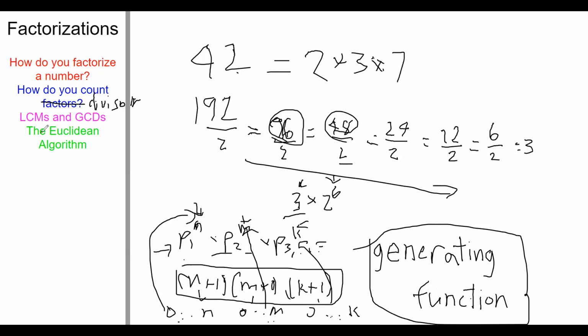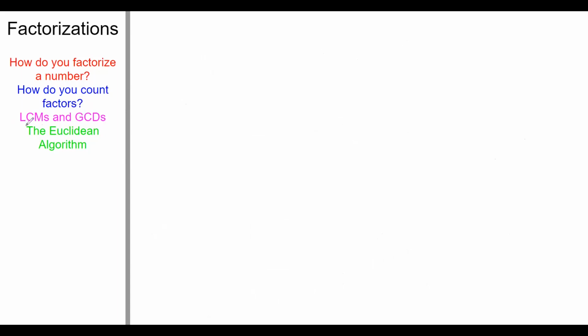All right, I guess we move on to LCMs and GCDs. And so what do these abbreviations stand for? Does anyone know? Right, the lowest common multiple or least common multiple. Yep, GCD is greatest common divisor.